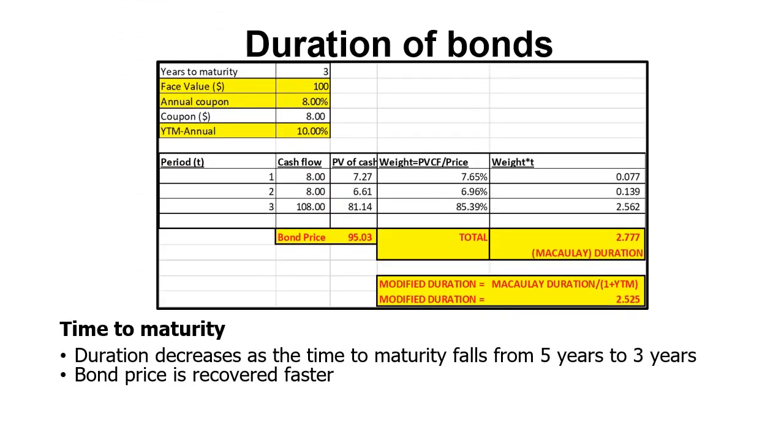Let's take an example of another bond. We keep the coupon and the YTM the same. We only change the number of periods or the maturity of the bond.